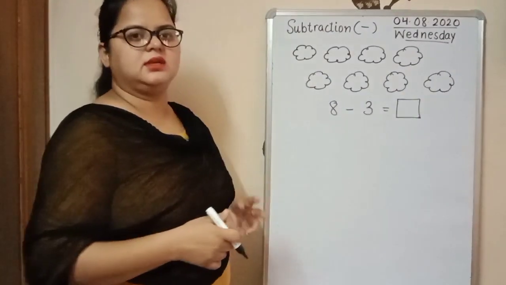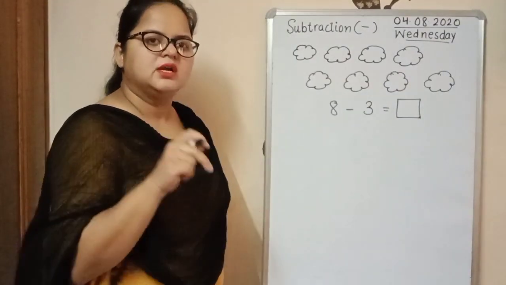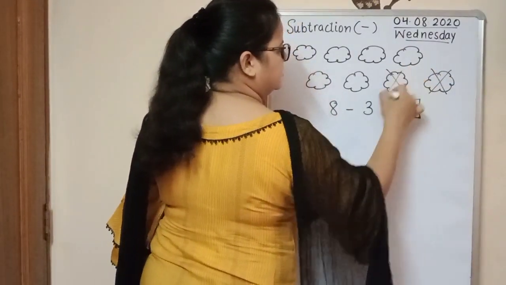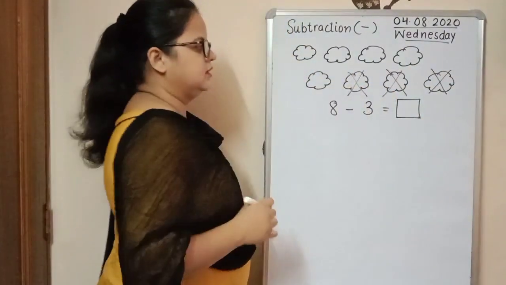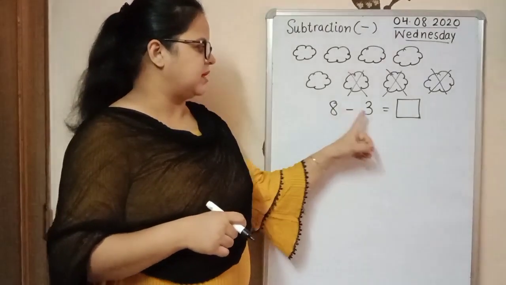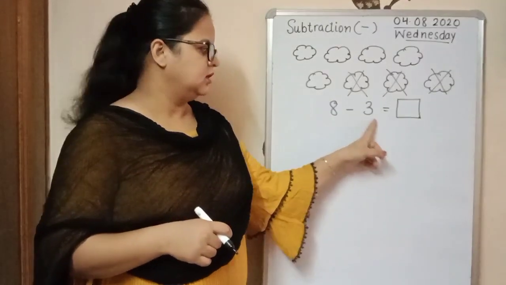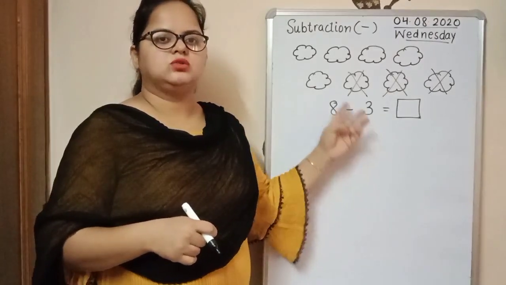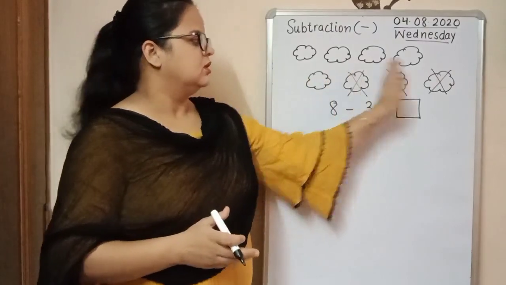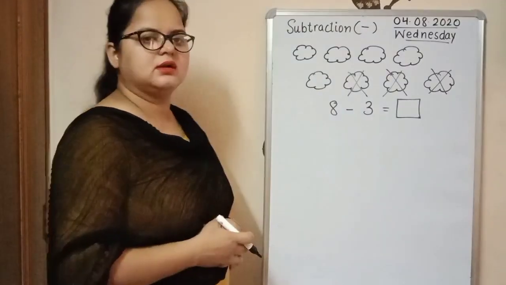8 minus 3. Now we have to make a cross on 3 clouds. 1, 2, 3. How many crosses? 3. Because 8 minus 3. Here we have 3. We will take out 3 clouds from these 8. हम 8 में से 3 को निकाल कर बाकी count करेंगे.